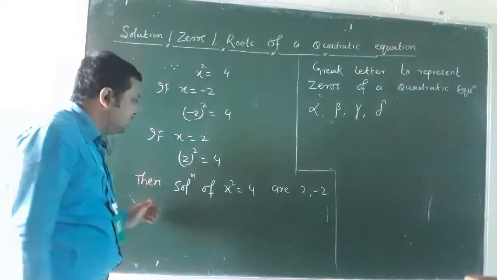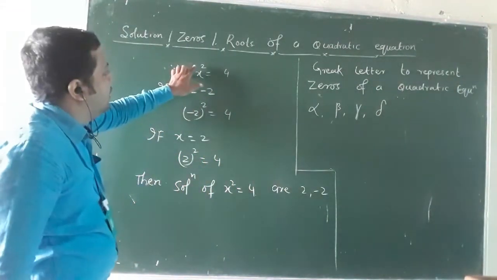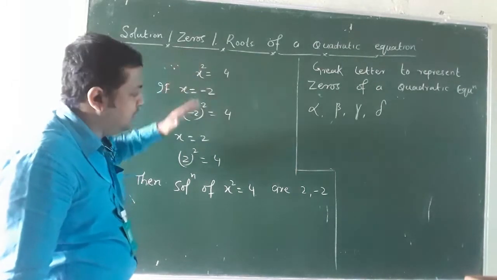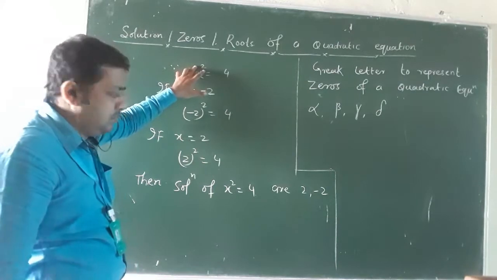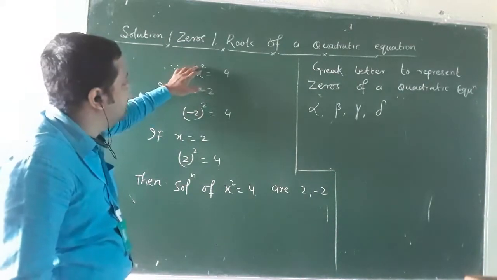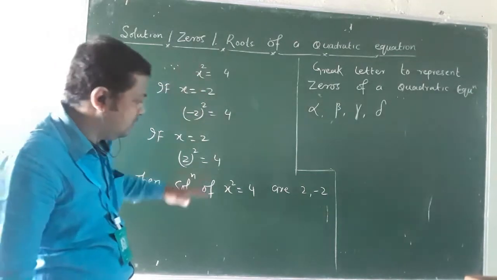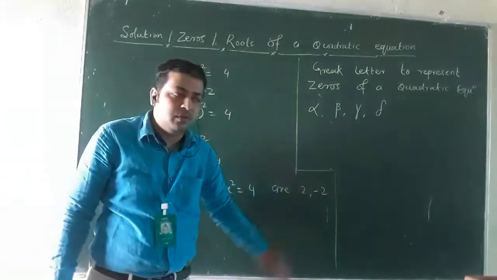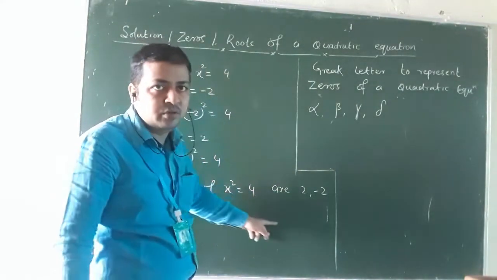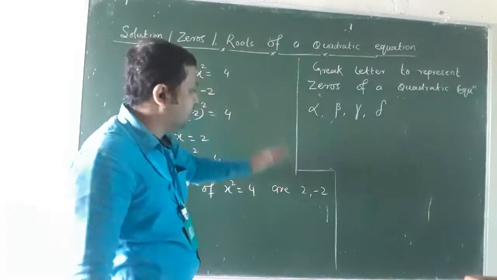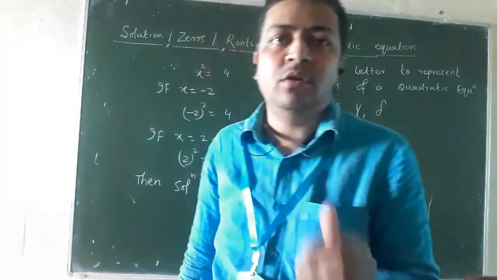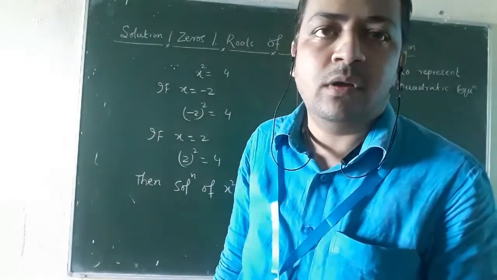So what is the main thing about the degree? The relation between zeros and the degree: the number of zeros is equal to the degree. Whatever the degree will be, the same number of zeros will be there. If the degree is 2, the number of zeros will be 2. If the degree is 3, the number of zeros will be 3. If the degree is 4, the number of zeros will be 4. So there is a relation between the degree of an equation and the zeros of an equation.